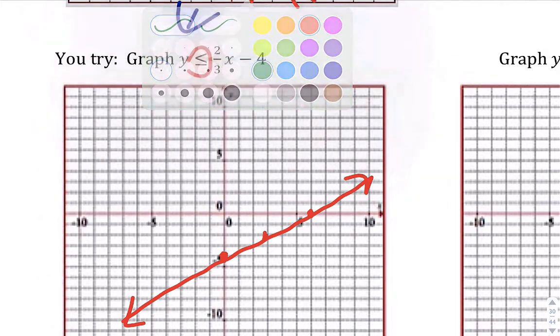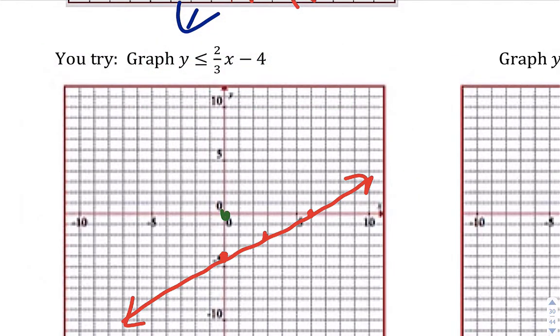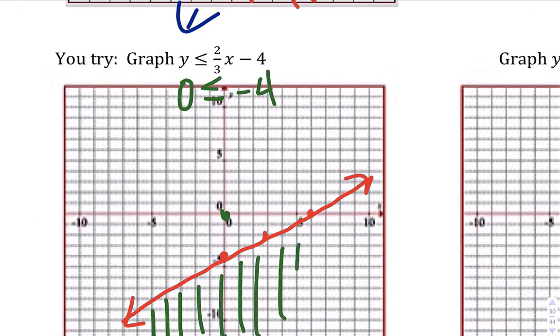So I'm going to test 0, 0. So I'm going to plug in, is 0 less than or equal to, and if x is 0, that's 0, so -4. Is 0 smaller than -4? And that's false. So we're going to shade the opposite side of the line, which is below the line.